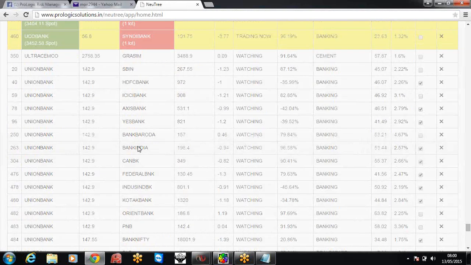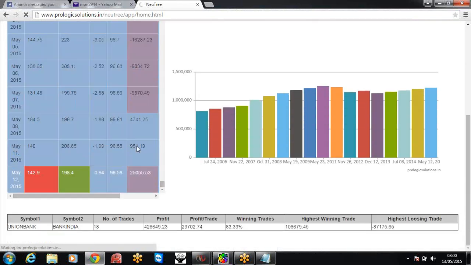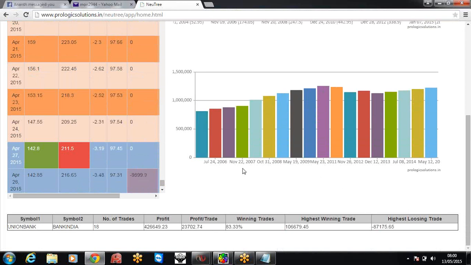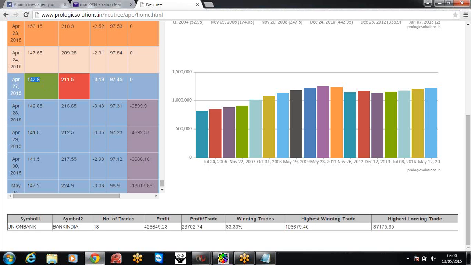So this is the trade that closed yesterday. Union Bank, Bank of India. So you can just see that this particular trade got generated on 27th of April. So that was Union Bank buy, and Bank of India was a short. So you will short one lot in Bank of India, and equal amount you buy in Union Bank. So it started with negative profit.